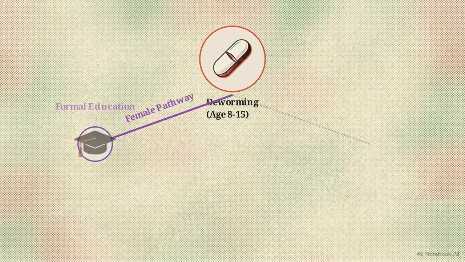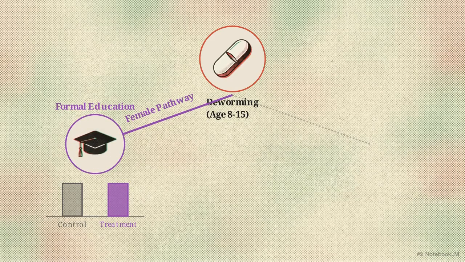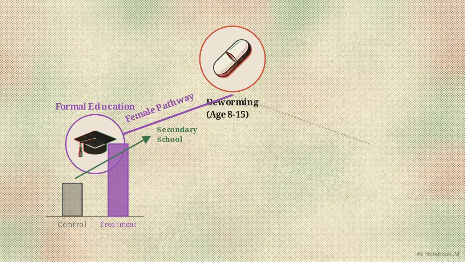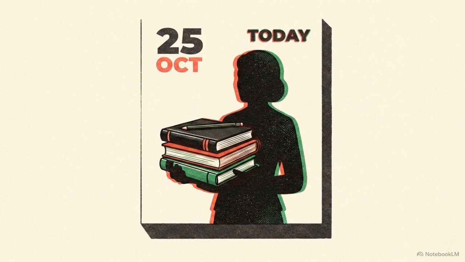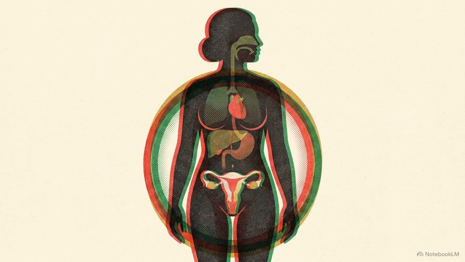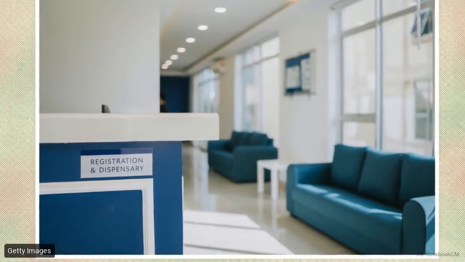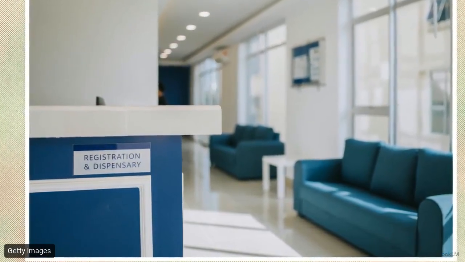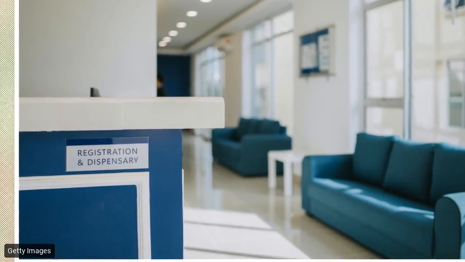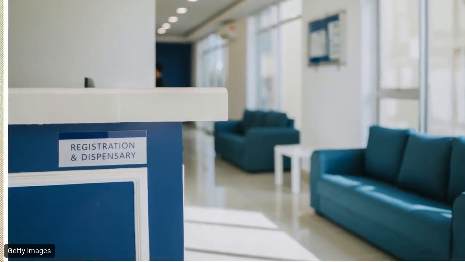In the female cohort, the first link in the causal chain is formal education. Girls who were treated extended their schooling by an average of 0.43 years and were 7.6% more likely to attend secondary school. Spending more time in the education system naturally delayed their age at first birth, creating a more mature biological environment when they eventually had their first child. These educational gains also influenced subsequent healthcare behaviors. Mothers with more education are better equipped to navigate modern medical systems and advocate for clinical resources.